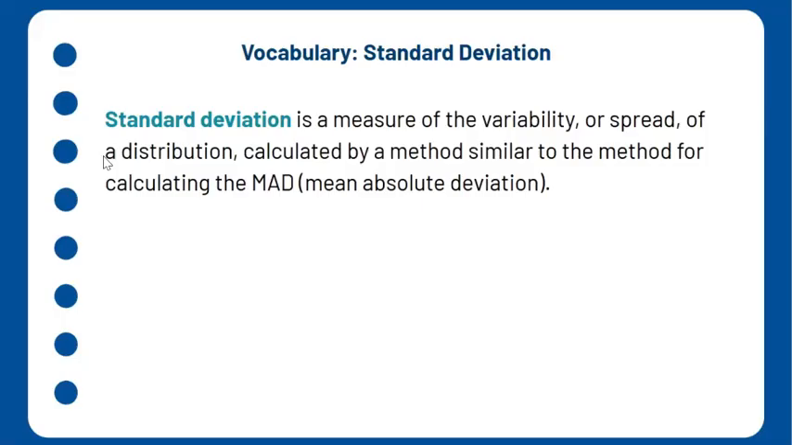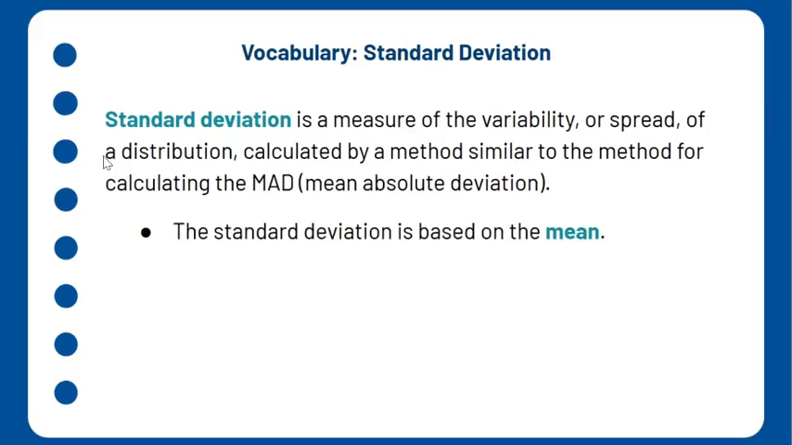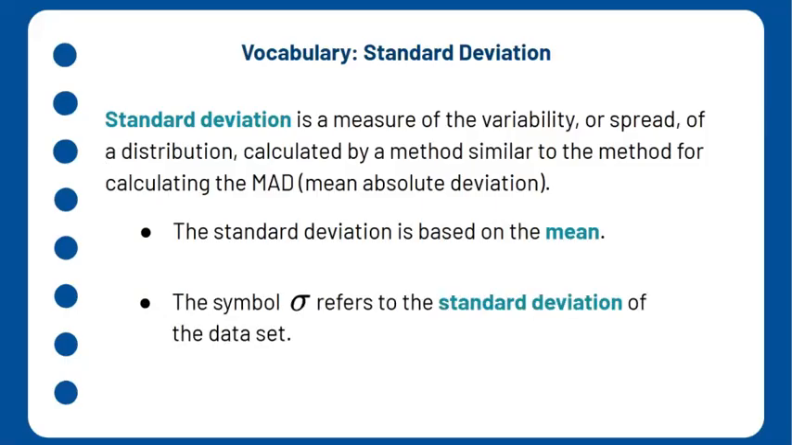Standard deviation is a measure of the variability, or spread, of a distribution, calculated by a method similar to the method for calculating the MAD, mean absolute deviation. The exact method to calculate standard deviation is studied in more advanced courses. However, it is important to note that the standard deviation is based on the mean. We will be calculating the standard deviation using technology. The symbol shown refers to the standard deviation of a dataset.